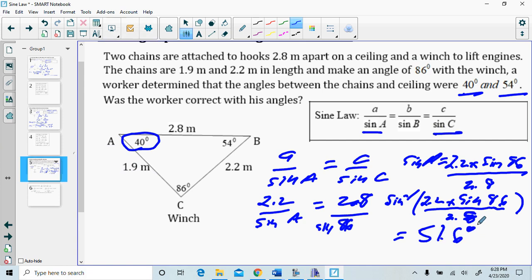So leave that there. So far we can see that angle A equals 51.6. So we know right away that the worker's angle for A was incorrect, whether it's a whole number of 52 or 51.6. Okay, so let's move on to the next one.